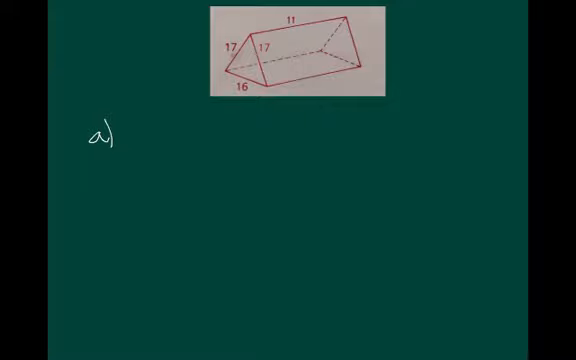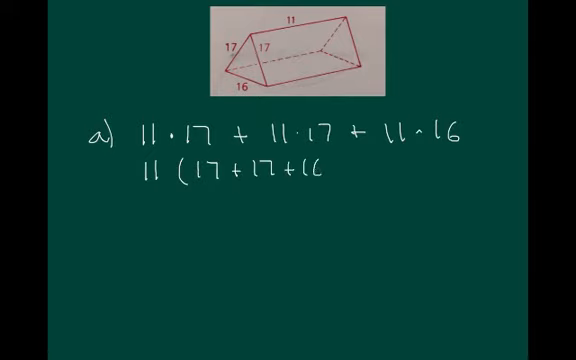And in that case, you might be inclined to just add up the area of each one. So you could say 11 times 17, and that would be the lateral face that's coming toward us, plus 11 times 17, which is the lateral face facing away from us, plus 11 times 16, which is the face on the bottom of the triangular prism. Well, notice that if we factored out the common 11 to all of these, we'd be left with 11 times 17 plus 17 plus 16.